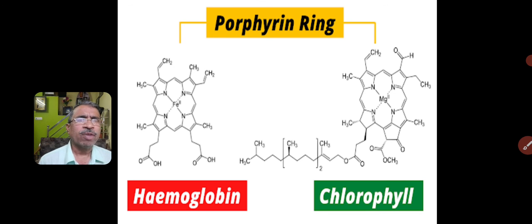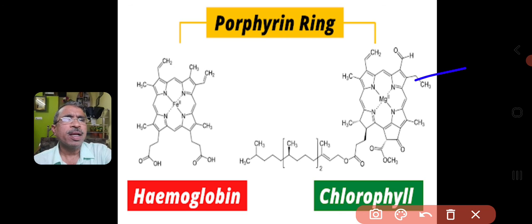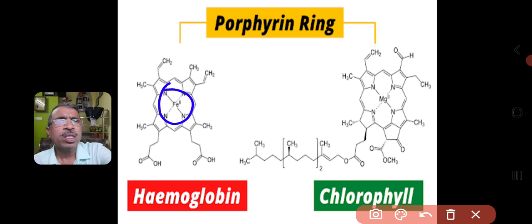Lastly, I have compared the structure of hemoglobin and the structure of chlorophyll. Students, go through this properly. In this, both have the pyrrole rings. Here we have the pyrrole rings, and it also contains the pyrrole ring. In hemoglobin, the ferrous ion is there at the center. Here it contains the magnesium ion at the center.